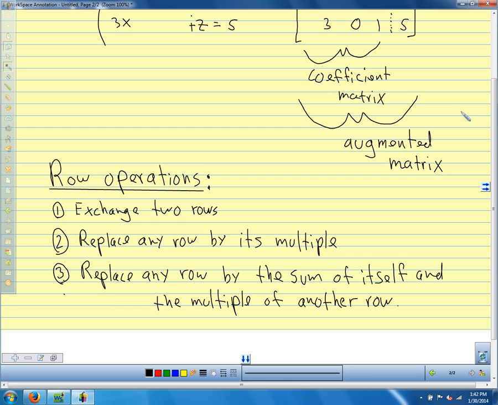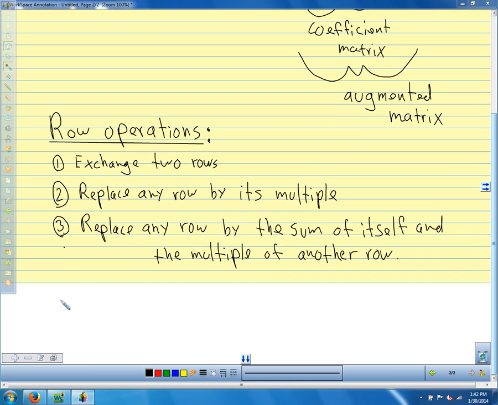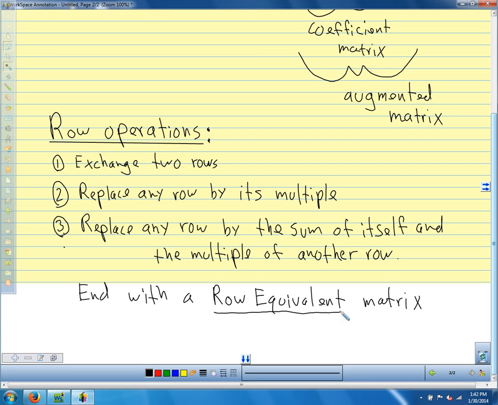Once we perform row operations, we end up with a matrix that we say is row equivalent. So after we perform our row operations, we end up with a row equivalent matrix. The bottom line we're saying with these row operations is that they don't change the result of what the matrix is telling us.